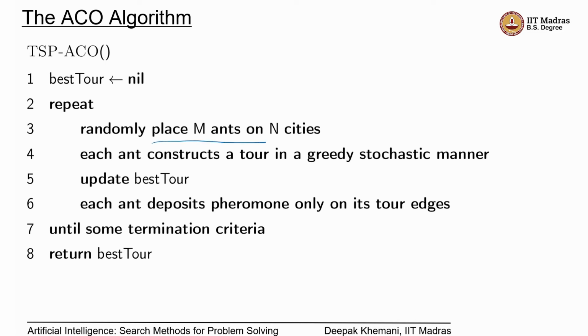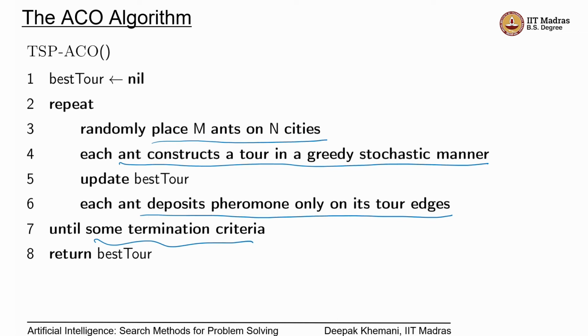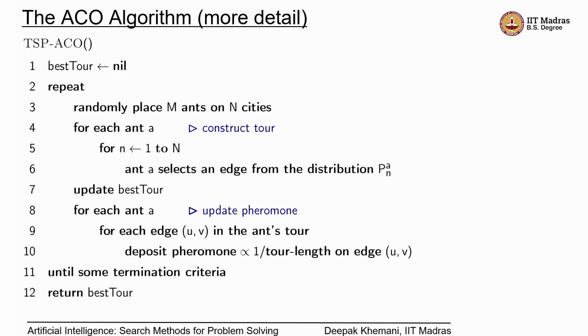Now we randomly place m ants on n cities that we want to travel. Each ant constructs a tour in a greedy stochastic manner. We will describe this shortly. And we always keep track of the best tour that some ant has found. And each ant deposits pheromone only on the tour that it has traveled on, essentially. So ants construct tours, they travel from city to city, and they keep laying pheromone on those tours that they have constructed. How much pheromone they deposit is something which Dorigo tells us. We will look at that in a moment. And we keep repeating that until some termination criteria. This is a little bit more detail.